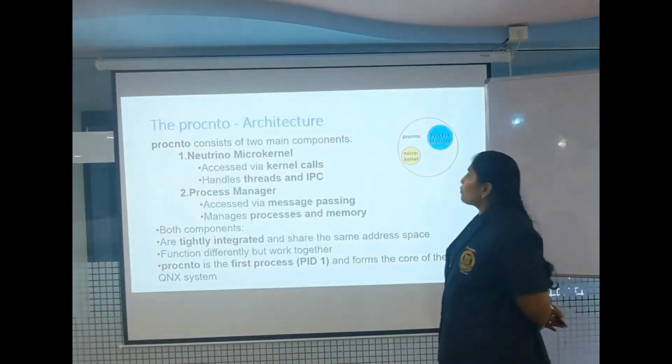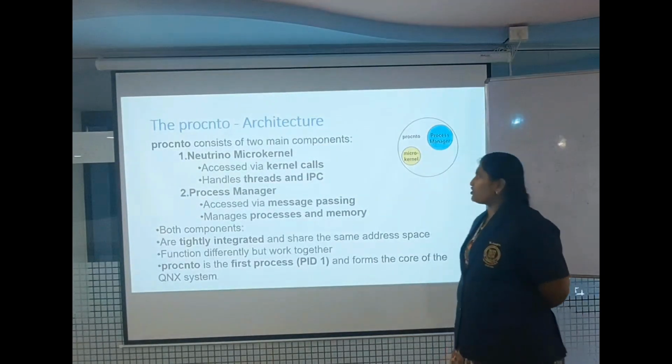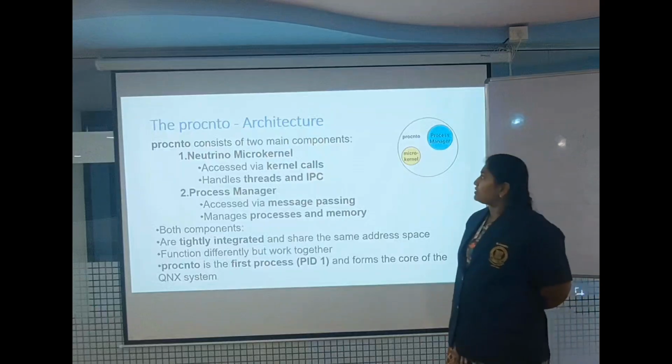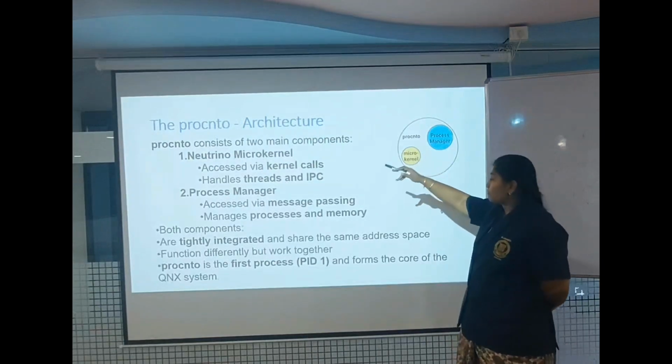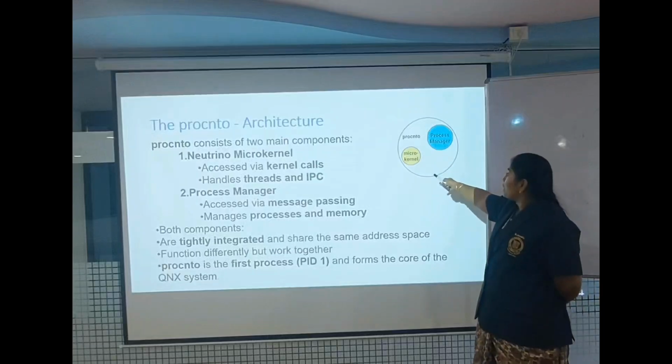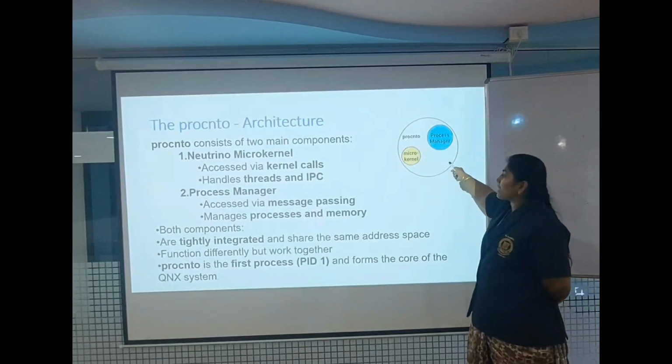So the proc NTO architecture, we will see it in much detail. The proc NTO consists of two main components basically. You can see the earlier diagram, taking a part of the diagram there. So it is the kernel and the process manager.